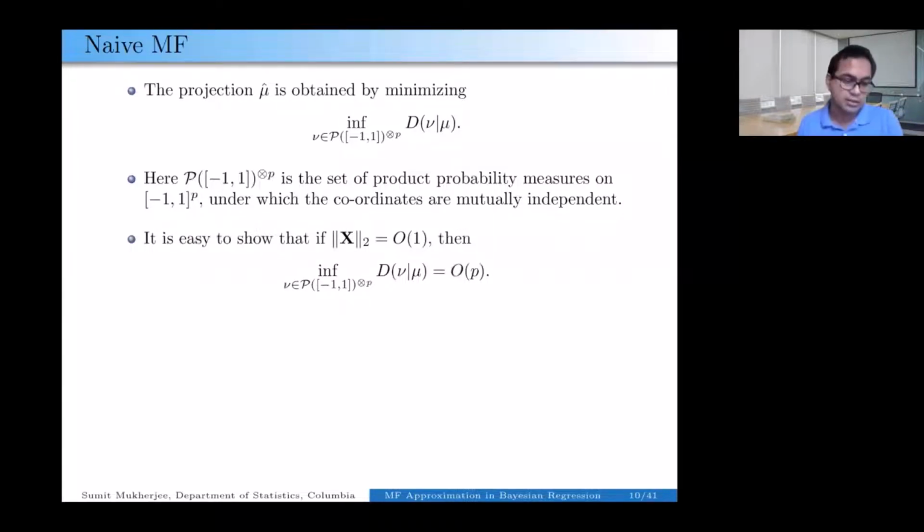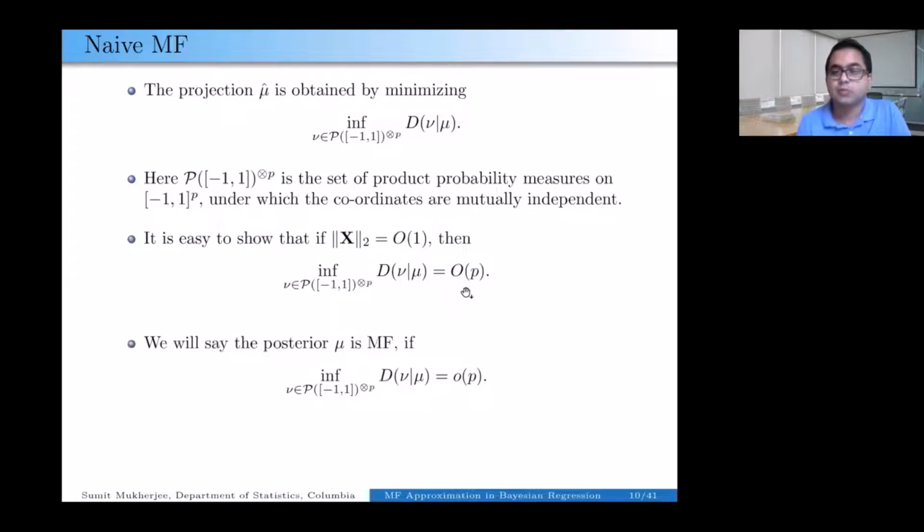So one can easily show that if we are in the non-contractive regime, then this infimum value cannot be larger than some constant times p. This constant will depend on this constant, but okay, it cannot be larger than a constant times p. And so this is the worst possible value of this infimum. And so we will say the posterior mu is mean field if this infimum value is small o of p. You commit asymptotically much smaller error in this approximation than the worst possible error one can commit. So this is our definition for a posterior to be mean field.